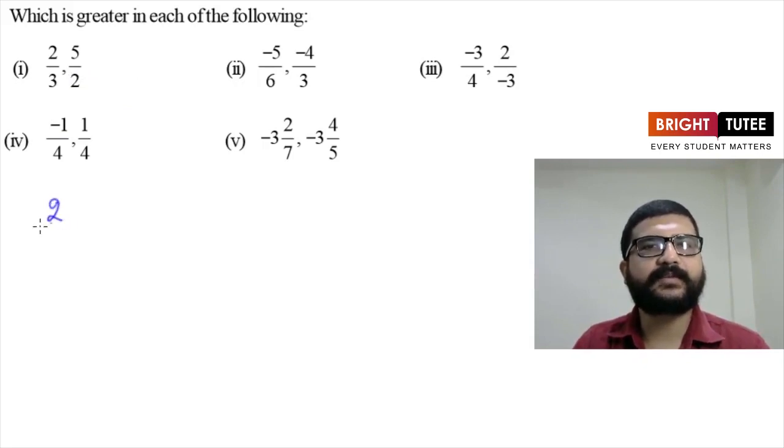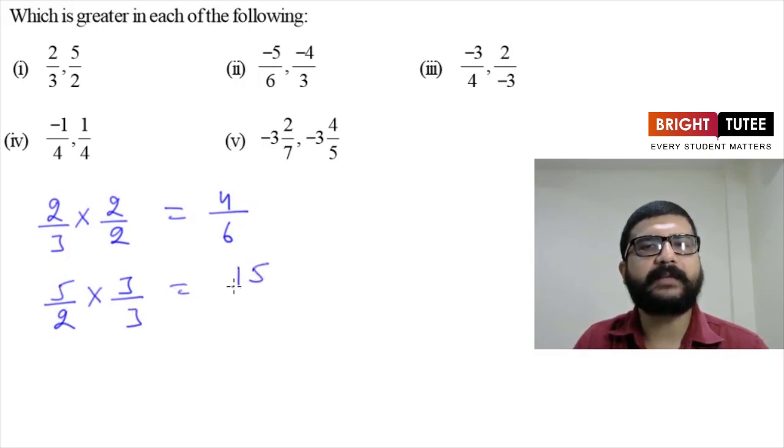So here the first number is 2 upon 3 and the second number is 5 upon 2. Denominators are 3 and 2. Their LCM will be 6. So let's make their denominator 6. For that we will multiply 2 upon 3 with 2 upon 2, as 3 into 2 will give us 6. So this is 4 upon 6. And the second number is 5 upon 2. Let's multiply this with 3 upon 3. Now this is 15 upon 6. Now among 4 upon 6 and 15 upon 6, which one will be greater?